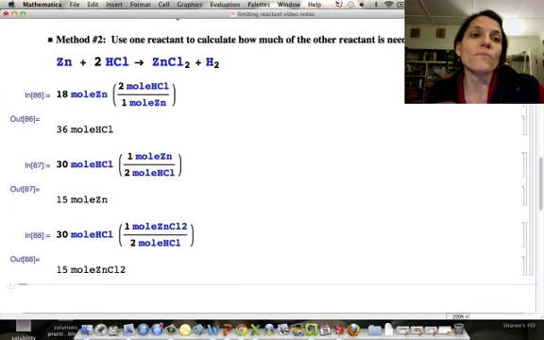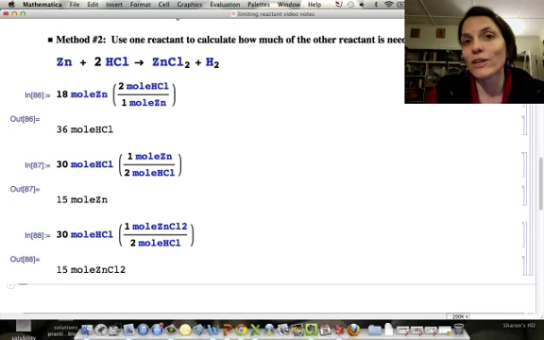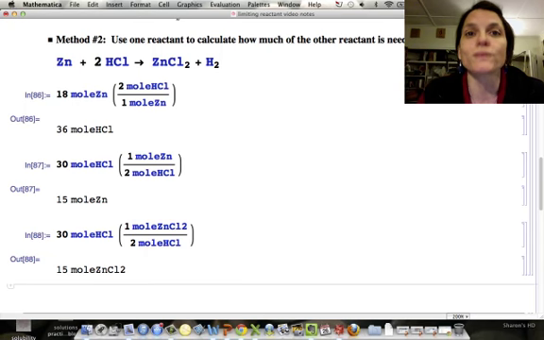Okay, so method number 2, you're figuring out how much of the other reactant you need and comparing the amounts. Method number 1, you're going straight to the chase and figuring out how much product is produced and then choosing the limiting reactant based on the lower of the amount that's produced.